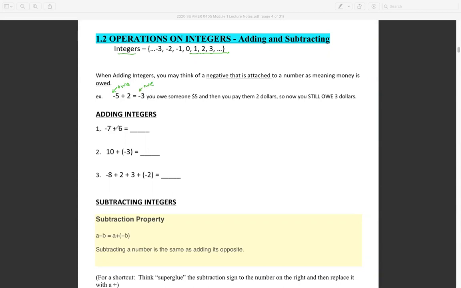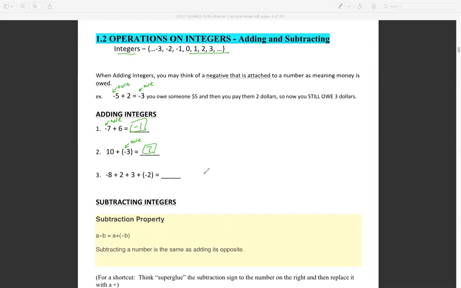For number 1, -7 plus 6, since the negative is attached to the 7, that means $7 is owed. If we pay $6, then only $1 will be owed. Here, for number 2, 10 plus -3, we start out with $10, and then we owe $3. After that debt of $3 is paid, we will have $7 left.